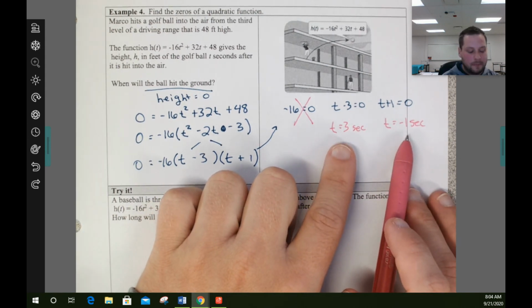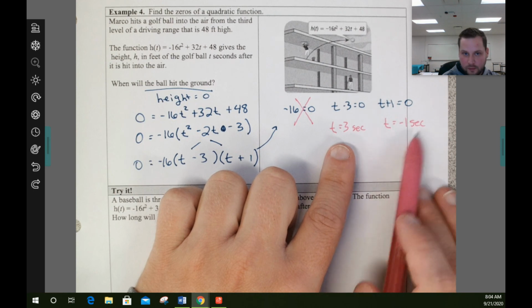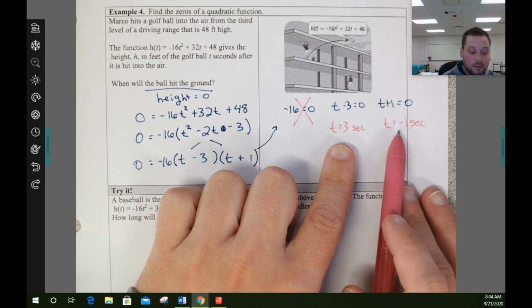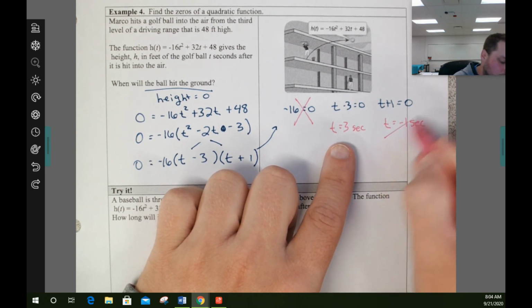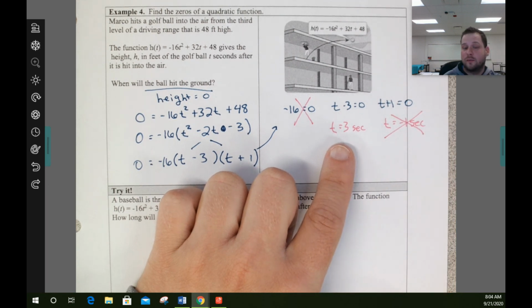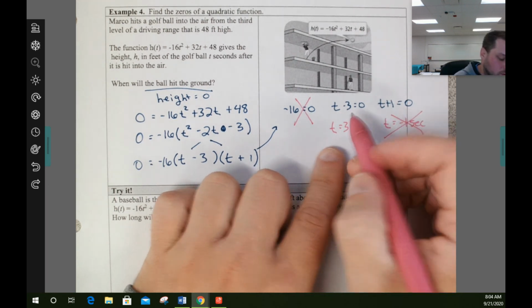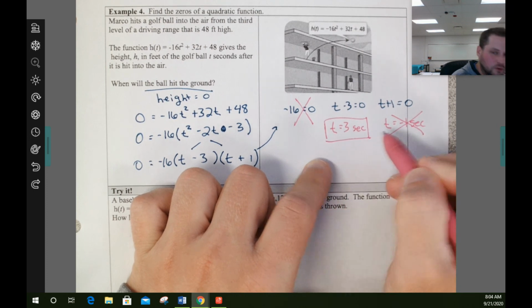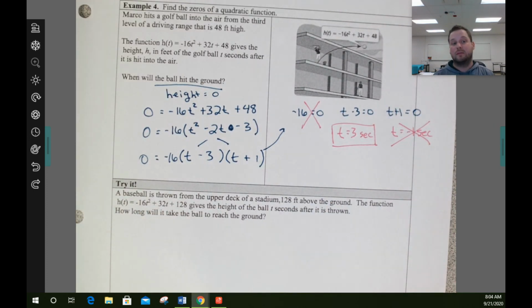You figure out, okay, we can't go back in time. Okay, it'd probably be nice if we could, but we can't go back in time. So a negative 1 second is no good. The only answer that makes sense for this one is t equals 3 seconds. So that would be the time at which the ball hits the ground.